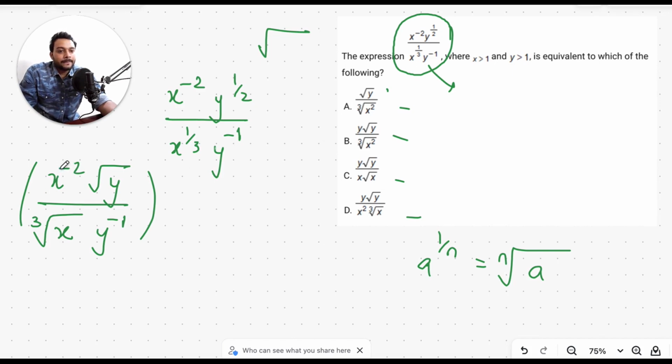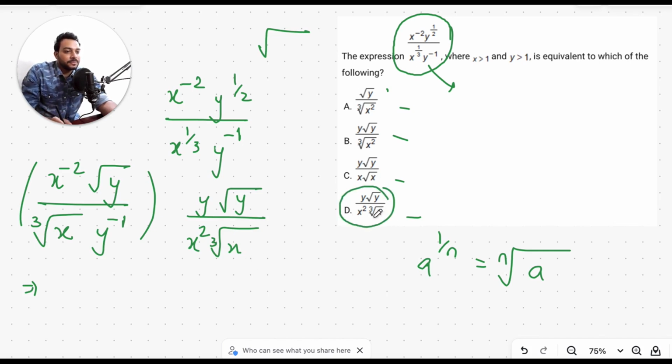x raised to the power minus 2 can be brought down to be made positive. So x squared times cube root of x. And then the y raised to the power negative 1. That means 1 upon y raised to the power negative 1, that means y raised to the power 1 directly in the numerator. And then root y. So y root y upon x squared times cube root of x. That's where we have this option D.